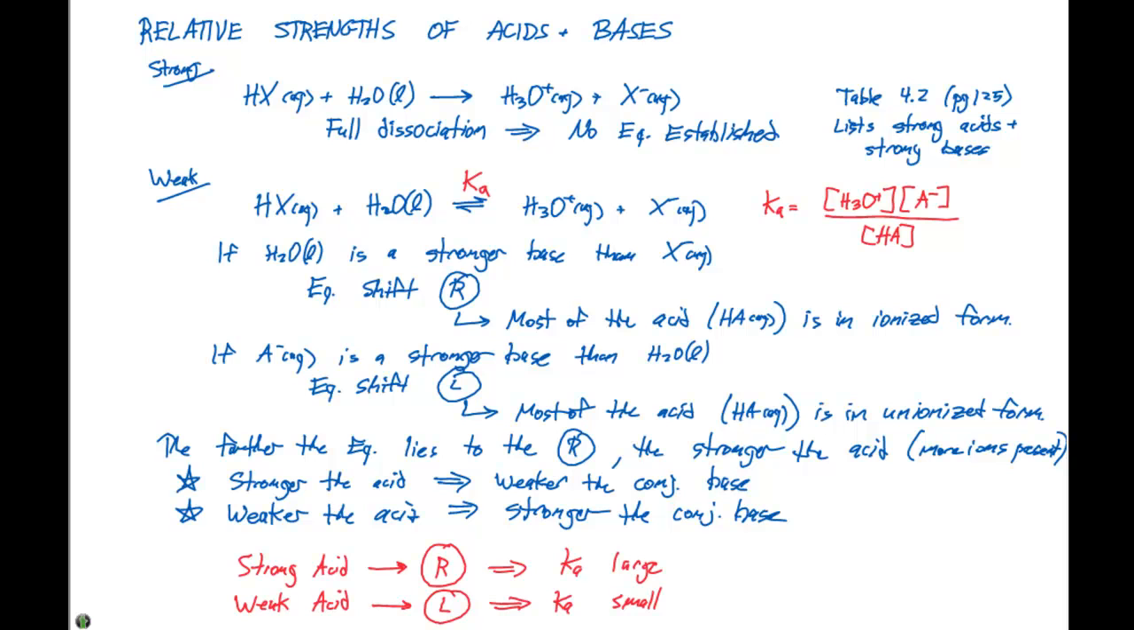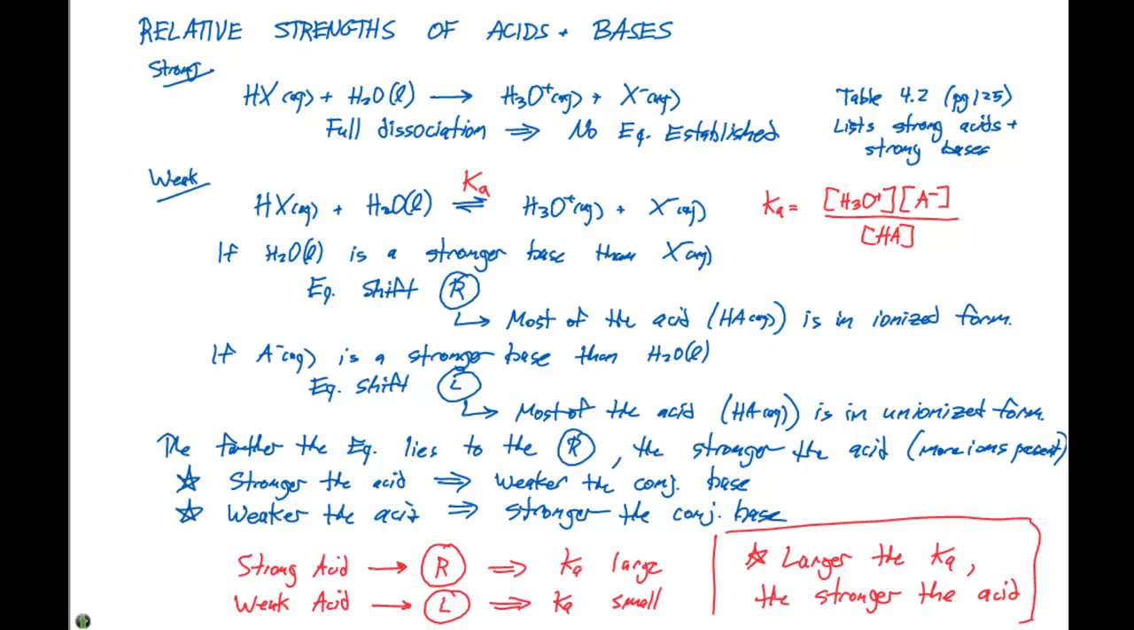And from this, we can say that the larger the Ka, the stronger the acid. And likewise, we can make the same claim for bases. The larger the Kb, the stronger the base. And all this equilibrium would work just the same if we were analyzing bases.